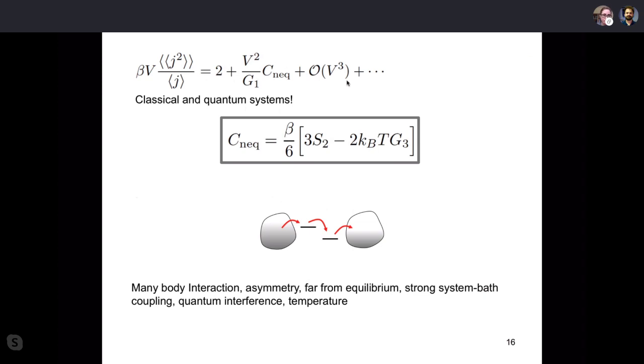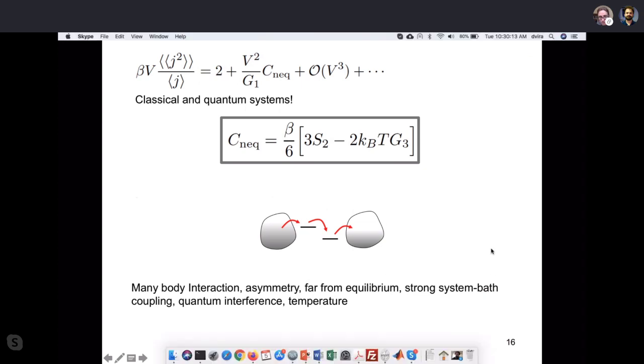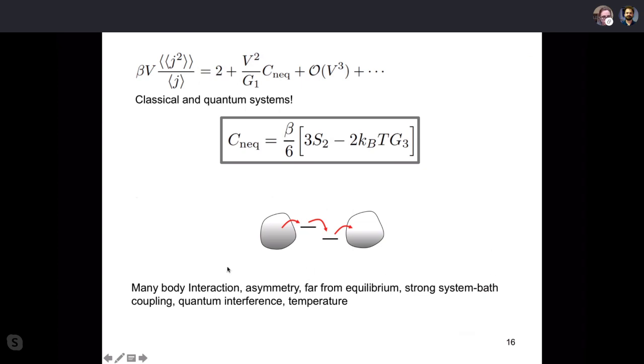But that's the main observation, that we can already understand violations of the standard tour based on the skewness. And as I've said, this argument is not limited to whether classical or quantum systems. We didn't specify whether there are many-body interactions in the system, asymmetry, or system-bath coupling. It can be strong, and all sorts of quantum effects are allowed. And similarly, the temperature, we didn't limit it to high or low temperature.